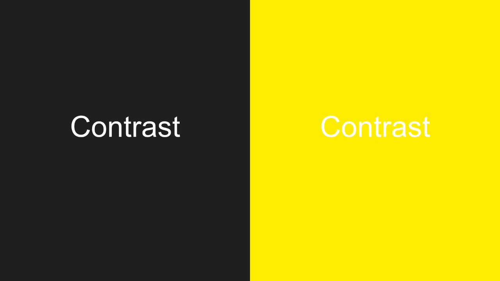Contrast means the difference between the background and text. White and black is the strongest and easiest to read, and yellow and white or blue and red can be hard on the eyes. This is pretty obvious, but can come into play when putting text on top of images.